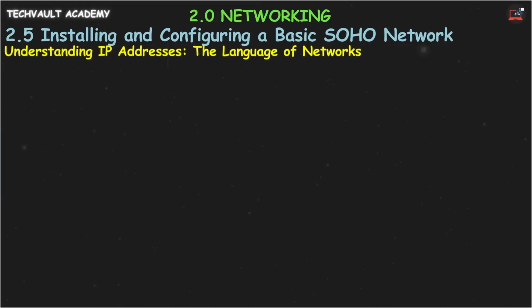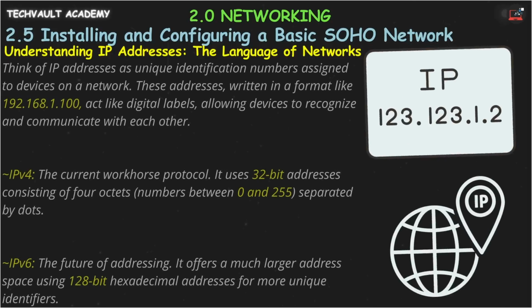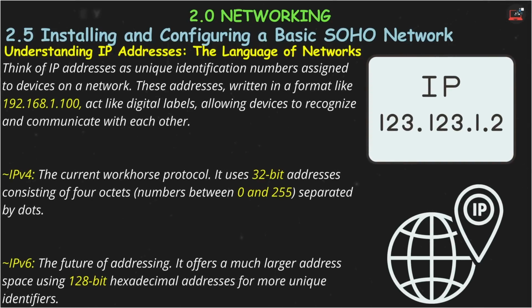Understanding IP addresses, the language of networks. Think of IP addresses as unique identification numbers assigned to devices on a network. These addresses, written in a format like 192.168.1.100, act like digital labels, allowing devices to recognize and communicate with each other.